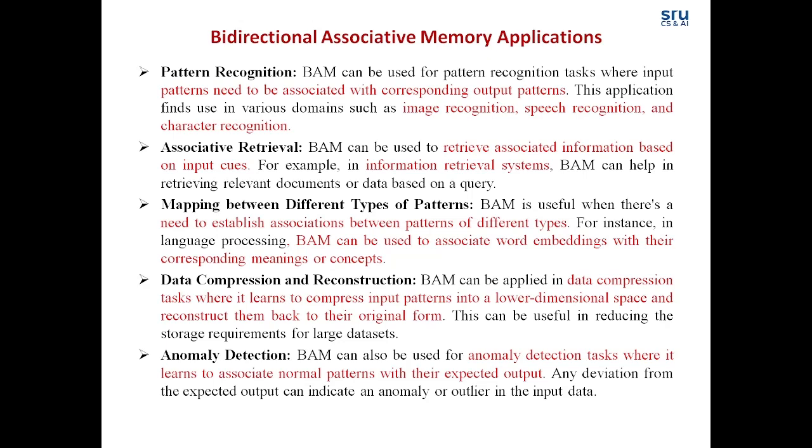Anomaly detection, where this network learns to associate normal patterns with their expected output. So when there is any deviation from the expected output, it indicates anomalies or outliers in the input data.